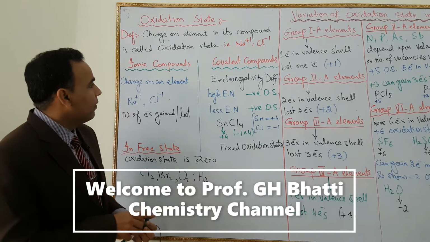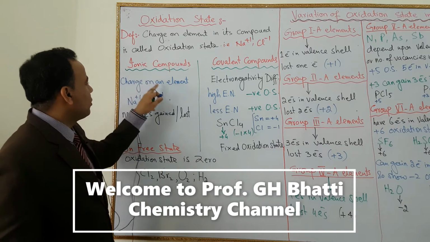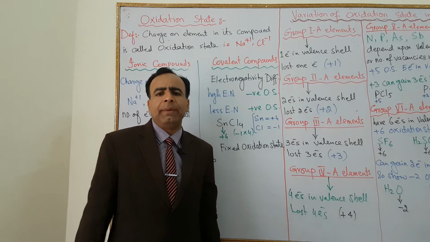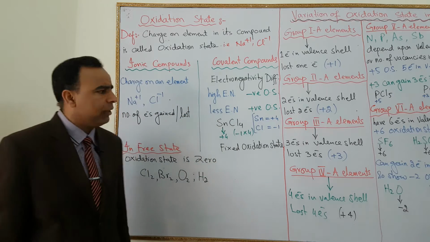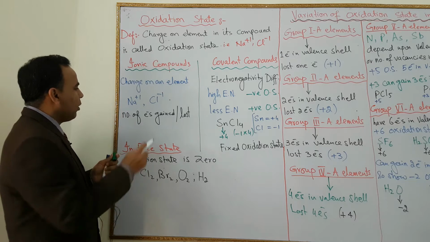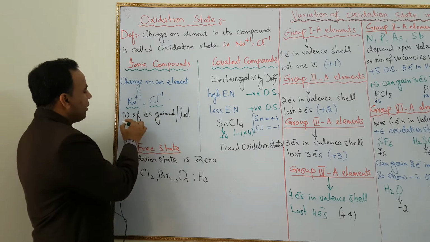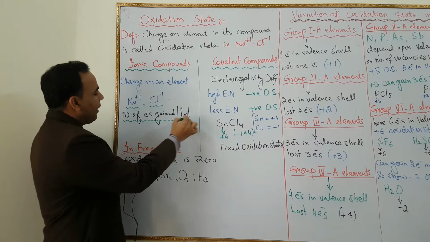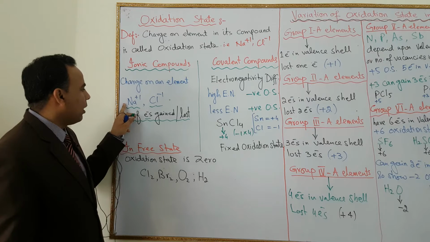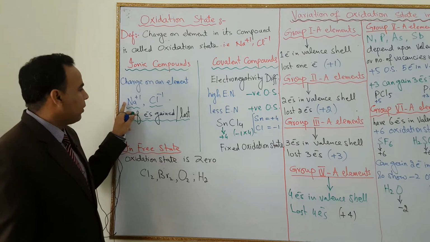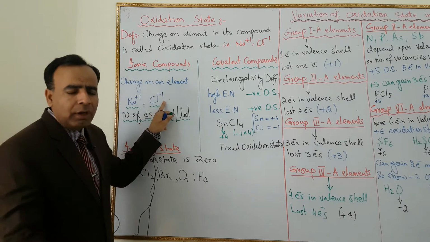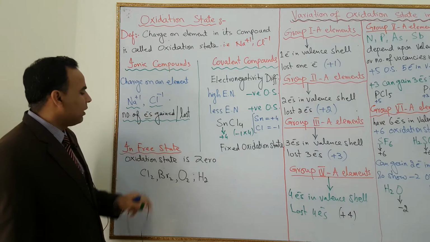In the case of ionic compounds, charge on an element in an ionic compound is called oxidation state. For example, sodium has +1 charge and chlorine has -1 charge. That is, it means the number of electrons gained or lost. For example, sodium has lost 1 electron, therefore it has Na+1 charge, while chlorine has gained 1 electron, therefore it has -1 charge.